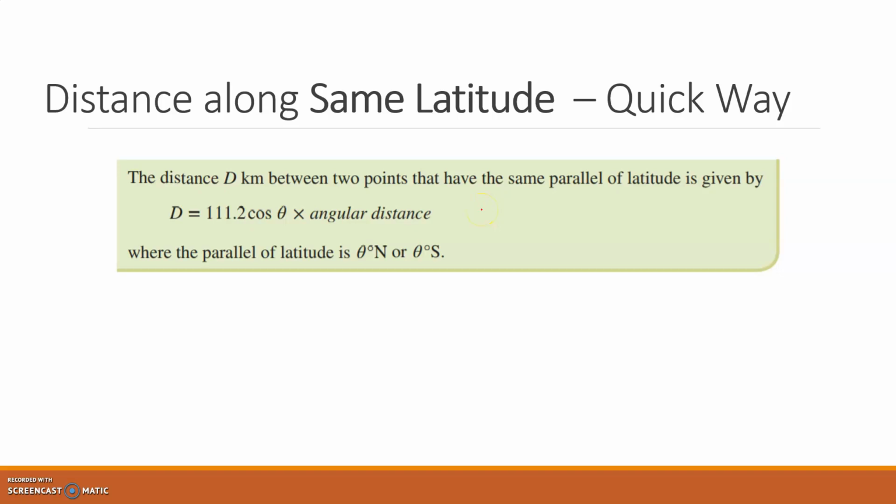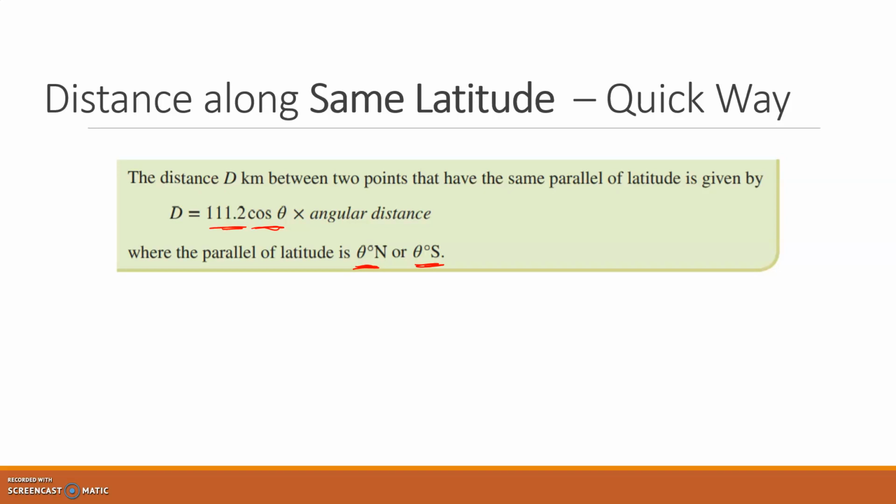What this formula says is that the distance between those two points on the same parallel of latitude is given by the 111.2 from before, but now we have to multiply it by cos theta. The reason we do that is that multiplying by cos theta scales it down to the size of the small circle. There is some complicated proof behind that which I won't show you just now. When we say theta, we're referring to how many degrees north or south we are, so what parallel of latitude we're actually on. When they have the same latitude, that's the number we put into theta.